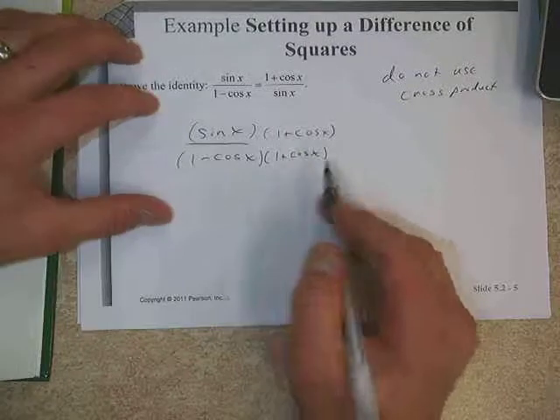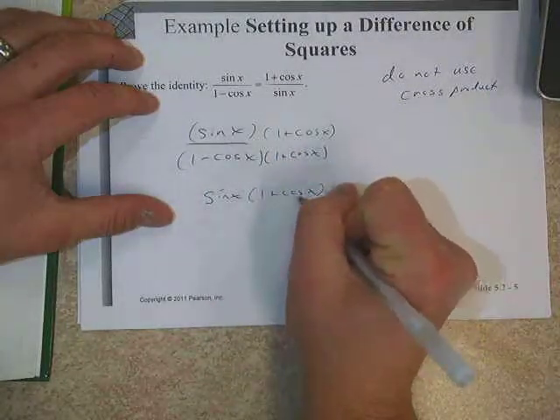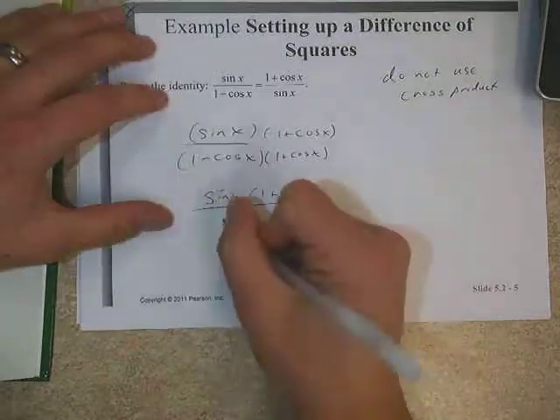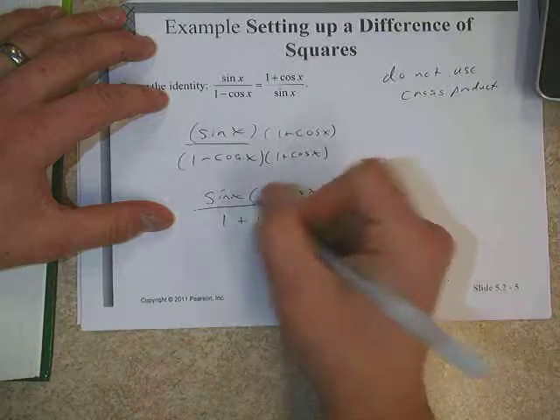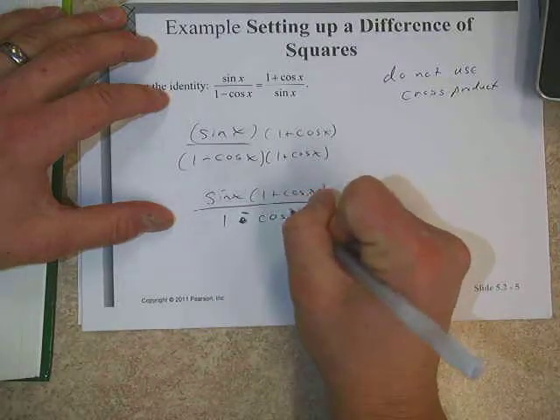1 plus cosine x, correct? And so on the left-hand side, is it okay for me to multiply both the top and the bottom by 1 plus cosine x? Working with the left-hand side here. Okay, remember, because this is just what? It's 1, so I'm not changing anything, I'm just changing the form.